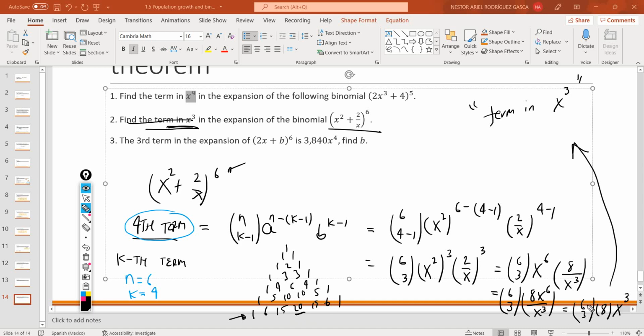It's 20. So it's 20 times 8 times x to the cube. So we have 160 x to the cube. And this is the answer to this particular problem. Find the term in x to the cube in the expansion of the binomial this to the 6. The answer is 160 x to the cube. Once again, this is known as the term in x to the cube in the expansion of this binomial to the 6th power. Okay, guys, so I'm going to keep it there.